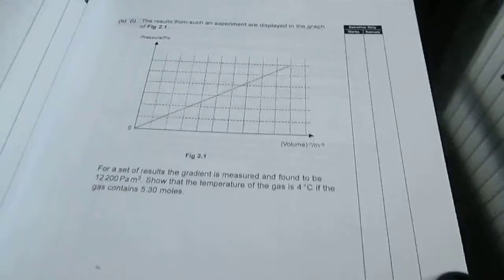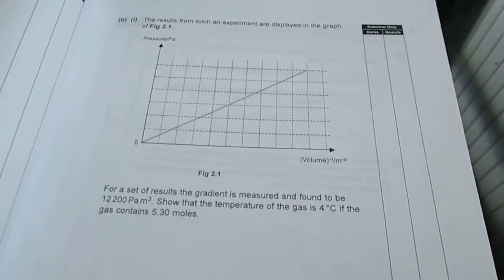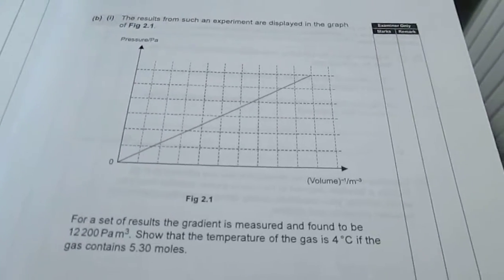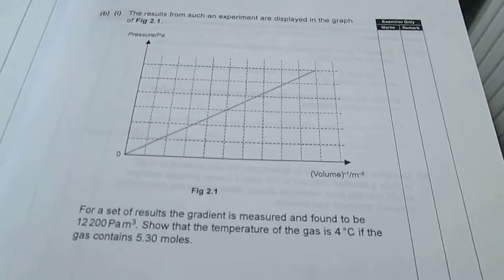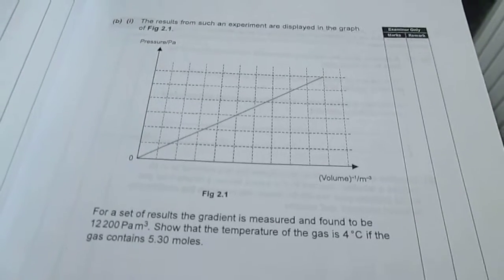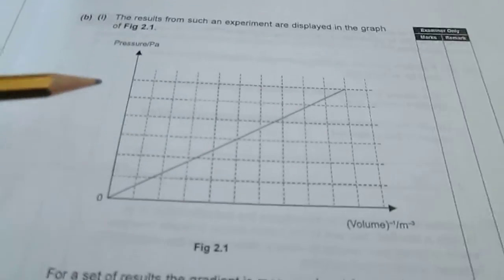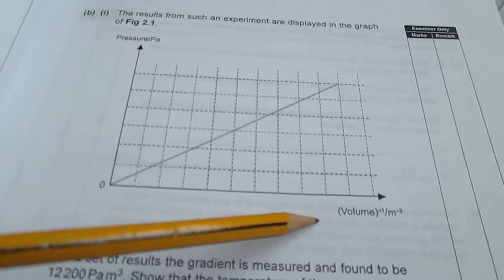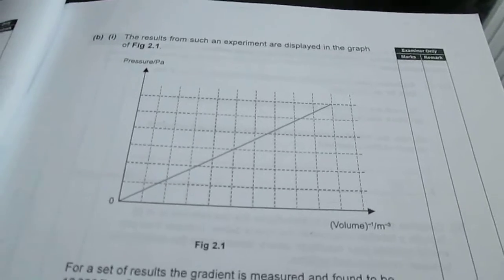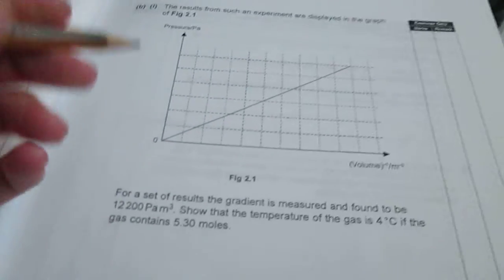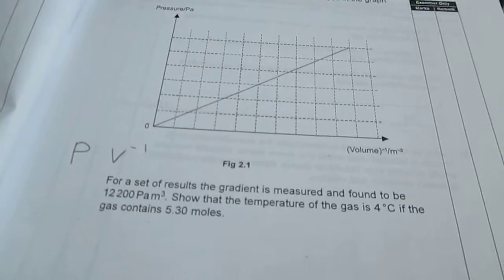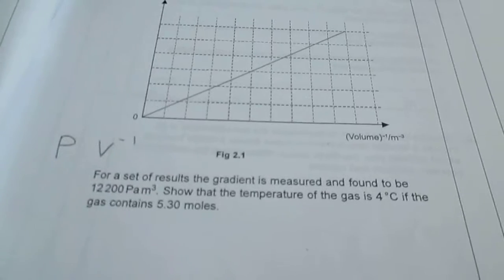So this is a SIA 81 May 2010 question on thermal physics. A lot of the time they might give you a graph and ask you to find the gradient from the graph or link the graph to a thermal equation, and that is what it is in this case. Here we have a graph of pressure against 1 over volume, because we know that pressure is inversely proportional to volume. So we have pressure, we have 1 over volume, and for a set of results it gives us the gradient.